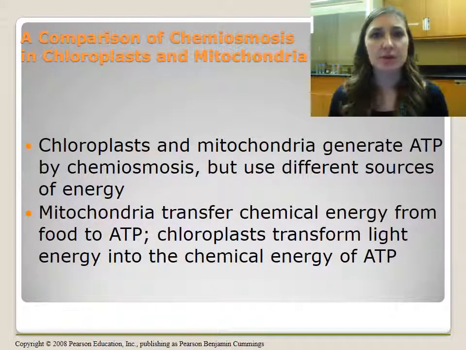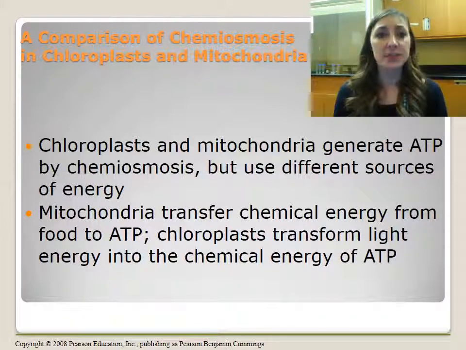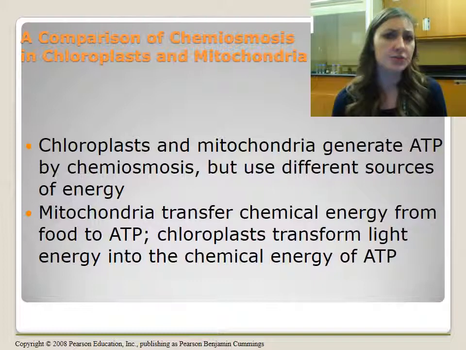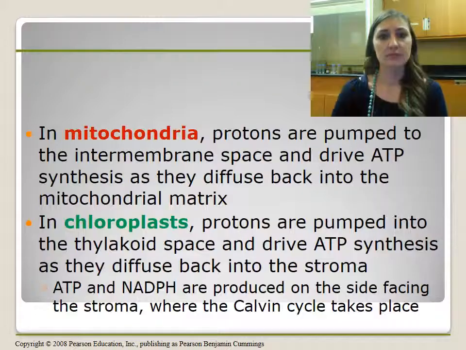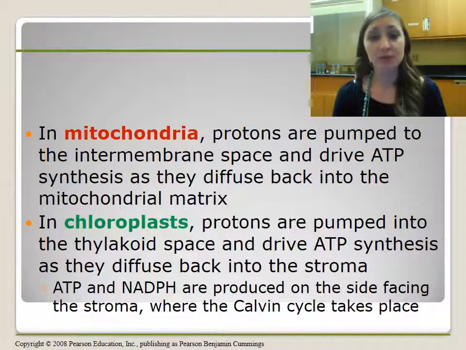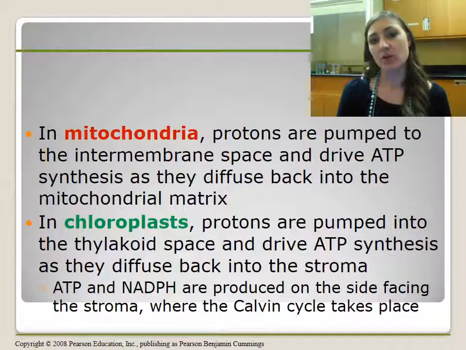A lot of what we're talking about in photosynthesis is kind of a repeat of what we've seen in cellular respiration. Chloroplasts and mitochondria are both responsible for generating ATP by chemiosmosis, but they use different sources of energy to do this. Mitochondria are transferring your energy from food or glucose to ATP, whereas your chloroplasts will transform light energy into chemical energy to form ATP. In the mitochondria, you have protons that are pumped to the inner membrane space, and as they diffuse back across the membrane, they flow through ATP synthase, and they produce ATP in the mitochondrial matrix.